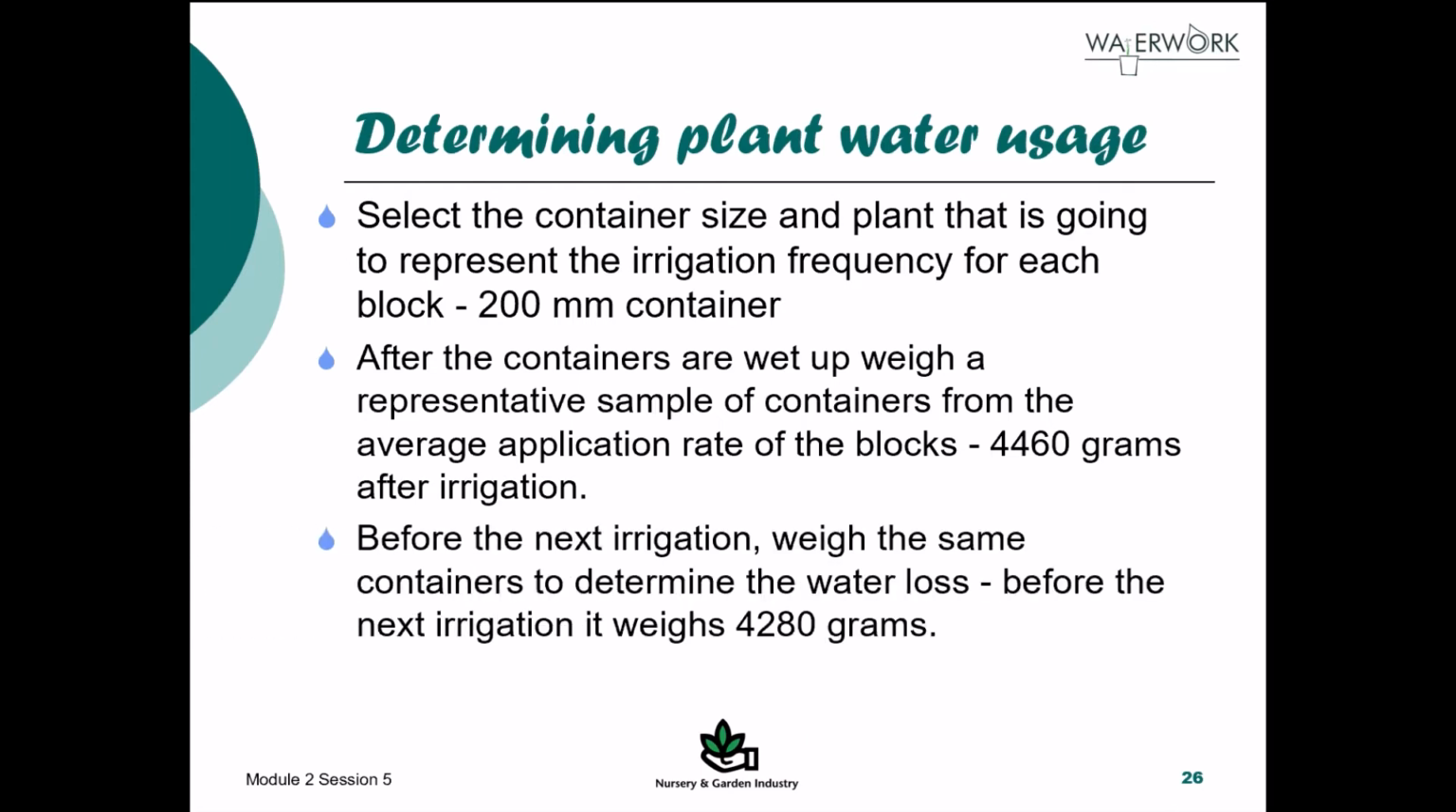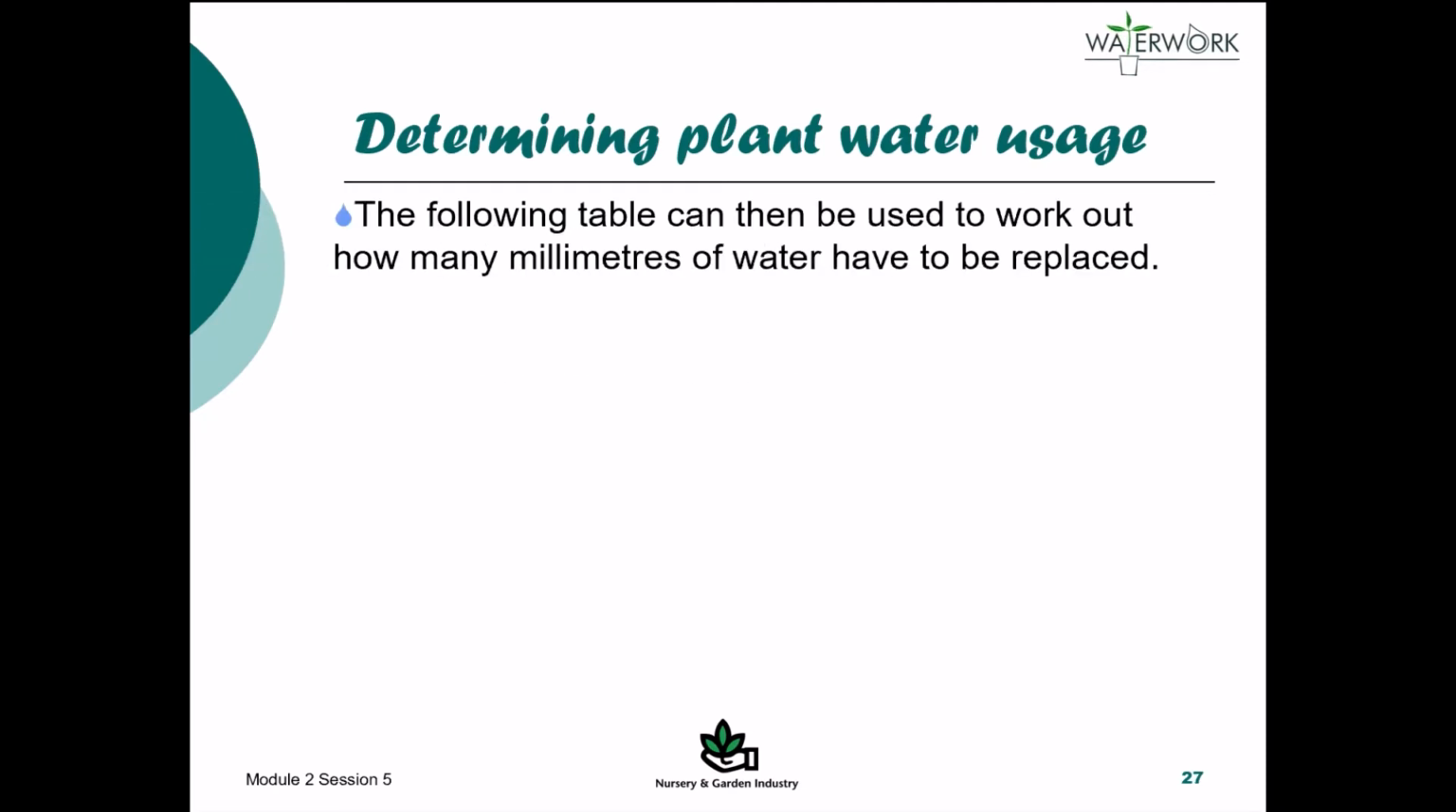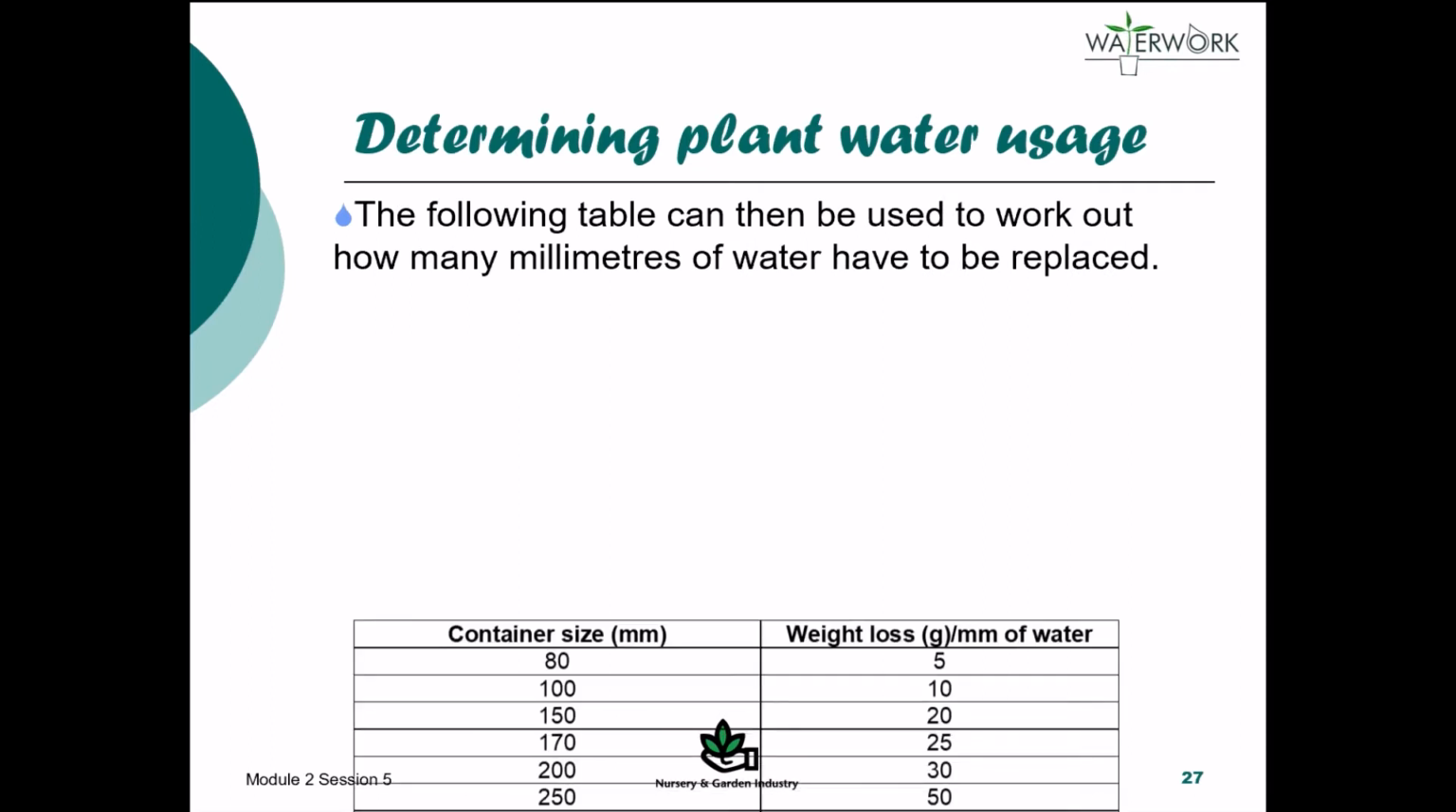Before the next irrigation, weigh the same containers to determine the water loss. In our example, 4,280 grams. Note that 1 litre of water equals 1 kilogram of weight, so measuring the volume of water lost can be easily calculated from the weight of the containers. The following table can then be used to work out how many millimetres of water have to be replaced.